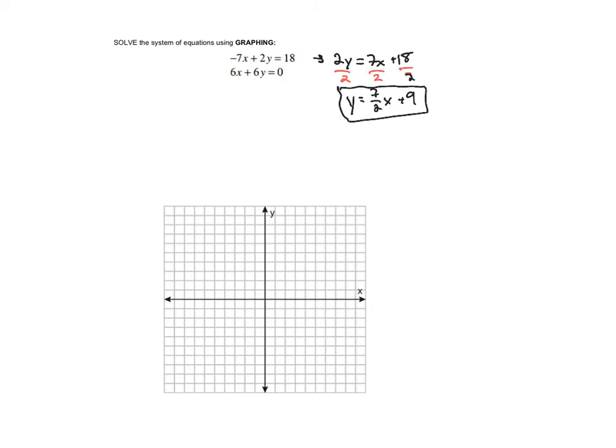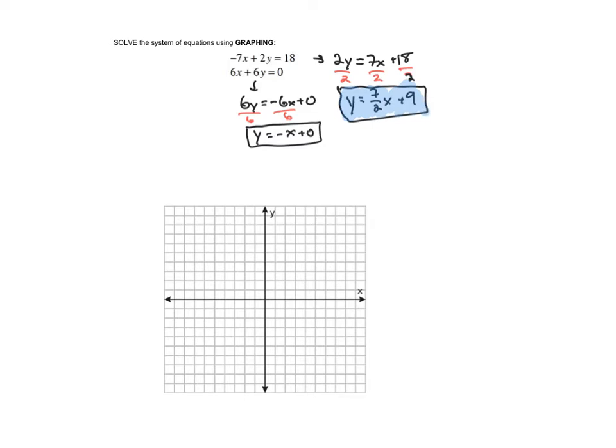Okay, let's do this one right here. The next one, subtract 6x from both sides. So you get 6y is equal to negative 6x plus 0. If you want to keep that 0 there, fine. Divided by 6, divided by 6. So then I get y is equal to negative x. Yeah, let's keep the plus 0, just for kicks and giggles. Okay, so let's go ahead and graph one of these in blue.